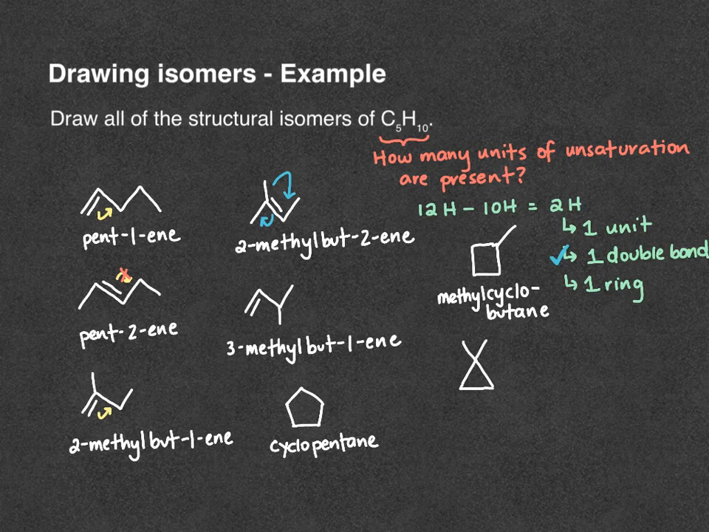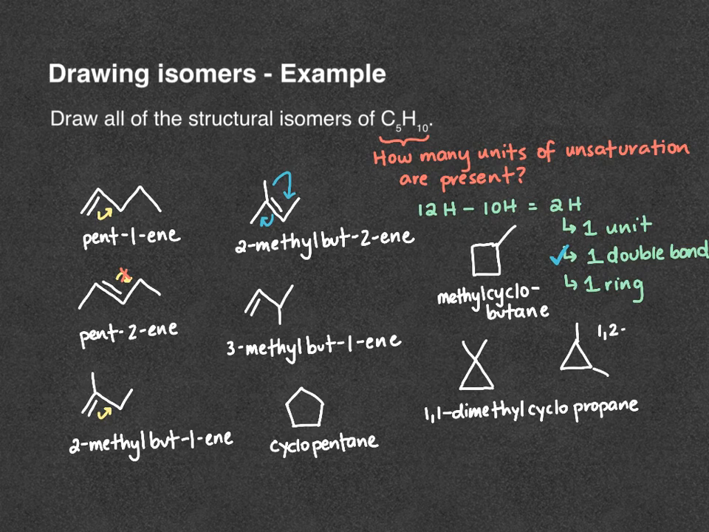So I can stick 2 methyl groups onto 1 carbon and get 1,1-dimethylcyclopropane. I can take those carbons and split them up and get 1,2-dimethylcyclopropane. Or I can put them on the same carbon as an ethyl group and get ethylcyclopropane.